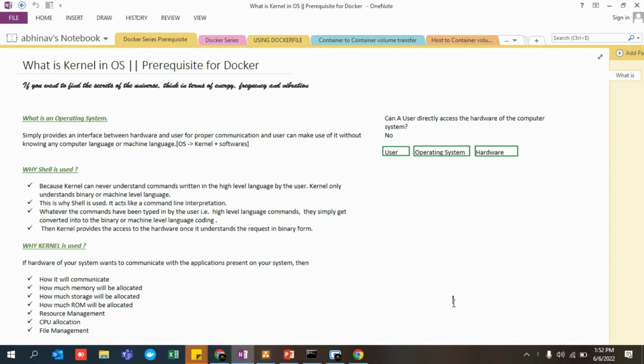And guys, today we are going to understand a very important topic, which is what is kernel in operating system, and this is also a prerequisite for your entire Docker series. Why am I saying that it's going to be a prerequisite for your entire Docker series?